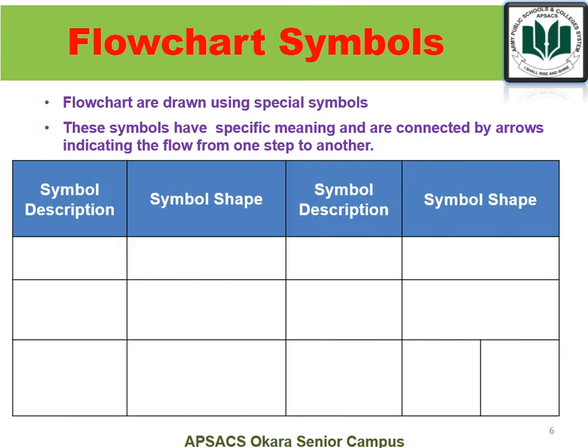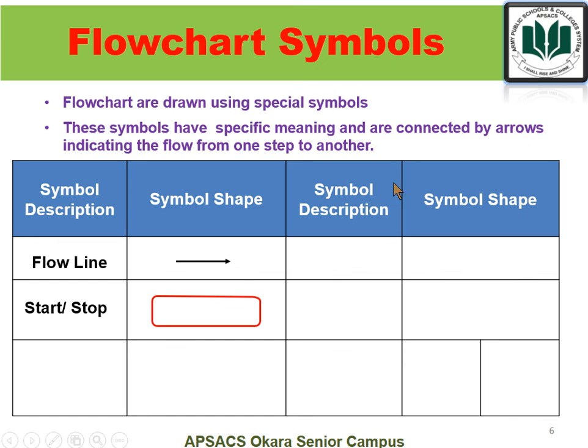So here is a table. In this table, I have written some of the symbols of the flowchart and their purpose. First one is the flow line, that is the arrow. Next is the start and stop symbol, represented by the rounded rectangle, meaning the edges are rounded. Next is input and output, represented by the parallelogram. You already know the parallelogram from the mathematics subject as well.